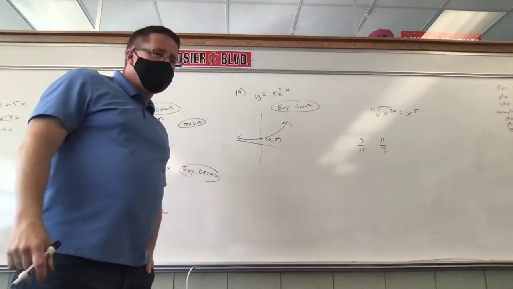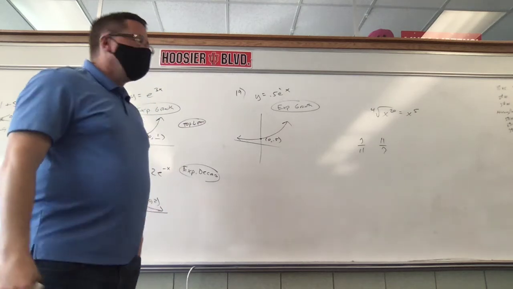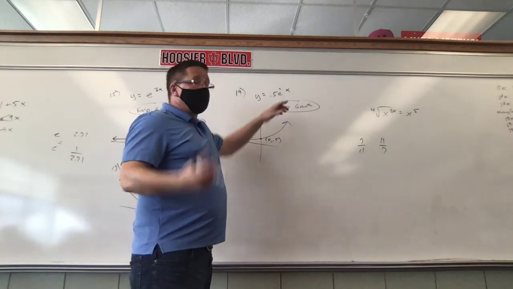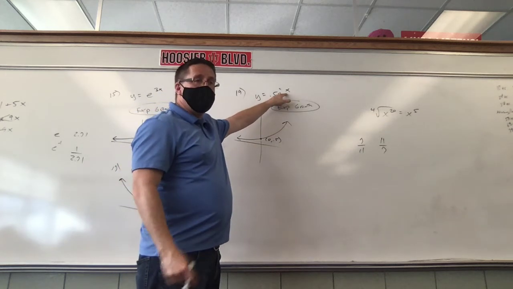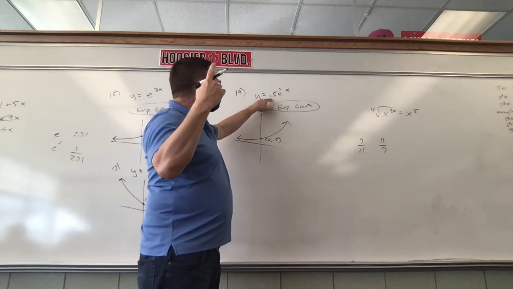How do you solve e to the 0? I always plug in 0, because I want to find out where it hits the y-axis. E to the 0 is 1, times 0.5.